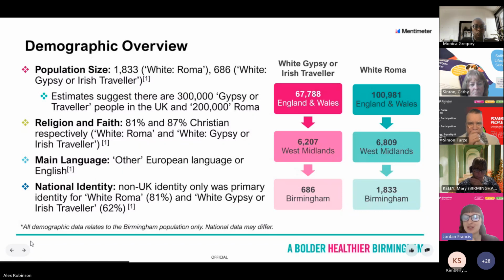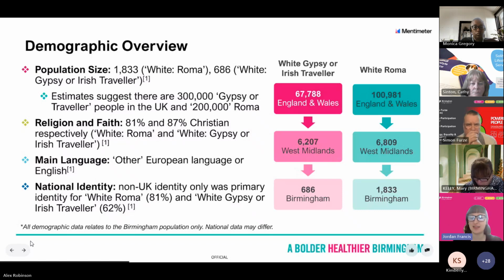Language is something that is interesting in the census because we can only get information on main language. In the census, other European languages was given as the main language. It doesn't break it down any further than that, unfortunately. But some more context: English was reported as the main language for 48% of Gypsy or Irish Traveller populations and 23% of Roma populations. And other European languages was reported as the main language for 51% of Gypsy or Irish Traveller and 76% of white Roma.